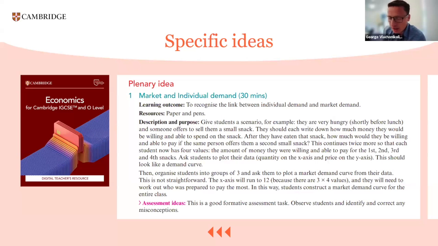And the underlying principle here is the law of diminishing marginal utility, sure. But whether we're getting them to do it hypothetically or physically, that's a question for you and how you want to interpret this particular activity. Then the lesson goes on and it says that what we can do is split students into groups of 3.